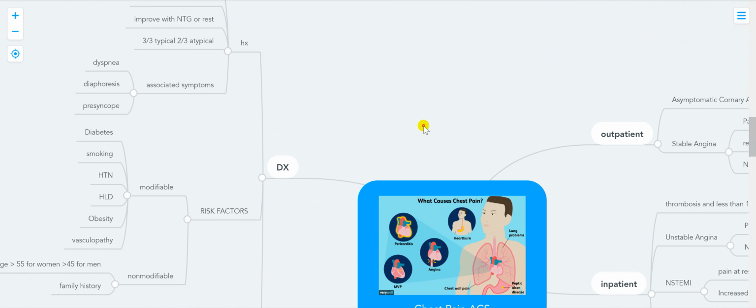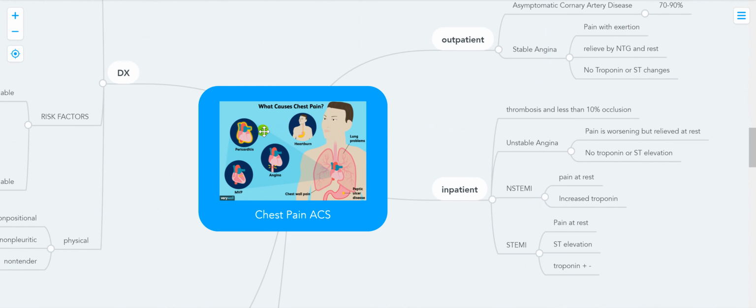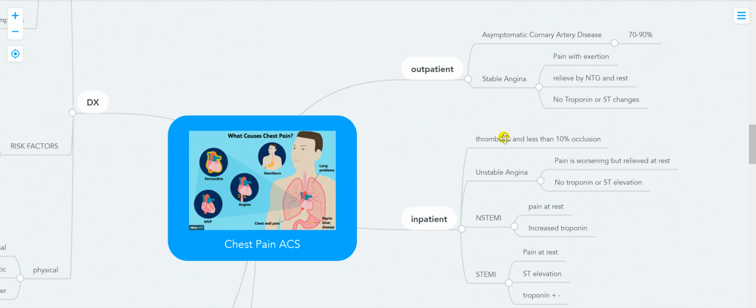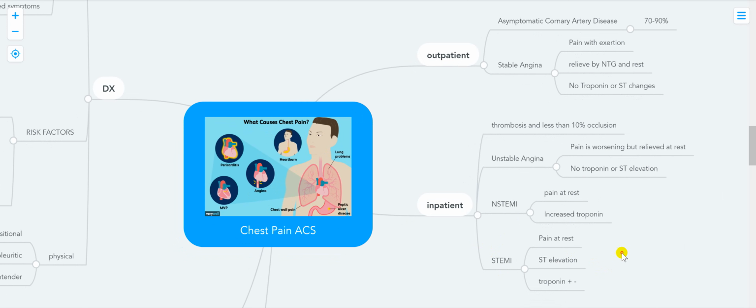So let's just do a quick summary of what's going on here. So as we said, outpatient management and inpatient management. Outpatient, the difference is that there's pain with exertion relieved by rest, and there's just atherosclerosis. The inpatient, there's thrombosis. Unstable angina, there is no troponin or ST elevation. Non-STEMI, there is troponin. That's the difference. And STEMI, there is ST elevation from its name.